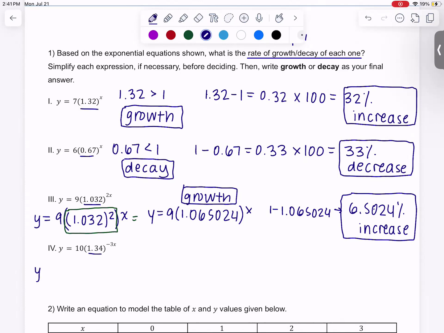So for the next one, we type in 1.34 to the power of -3 to simplify. It becomes 10, parentheses 0.41561, we can say, to the power of x. It's less than 1, so it's decaying.